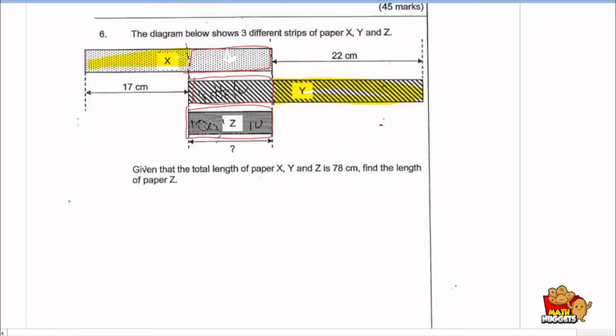So if their total length is 78, I take away the extra bits, which is highlighted in yellow, 17 and 22. 78 minus 17 minus 22 is 39. And I now can take 39 to divide by 3 because I have 3 equal parts in the middle, which gives me 13. And the question wants us to find z, which is 13.